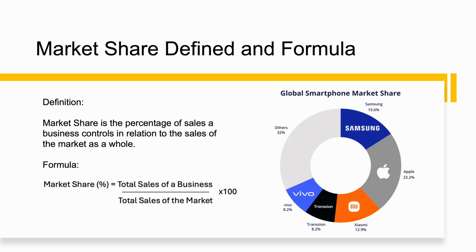Now on the right hand side we can see the global smartphone market share. And if we just look at Samsung and Apple, for instance, you can see that Samsung owns 15.6% of the market share. And if we look at Apple, you can see that they own 23.2% of the total market share.